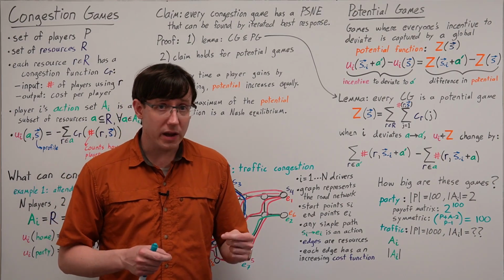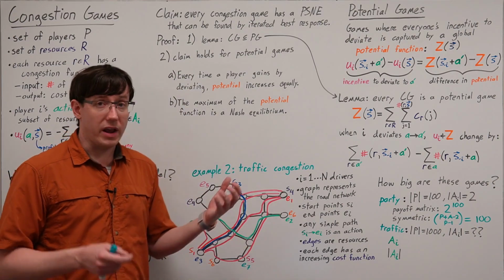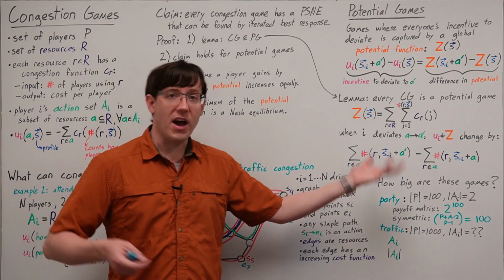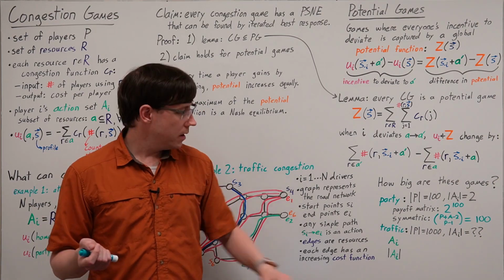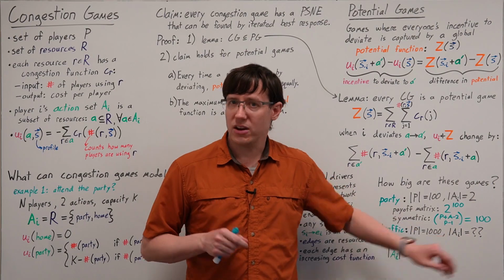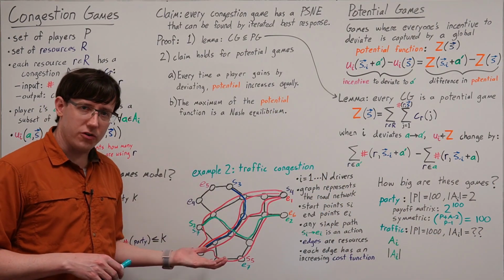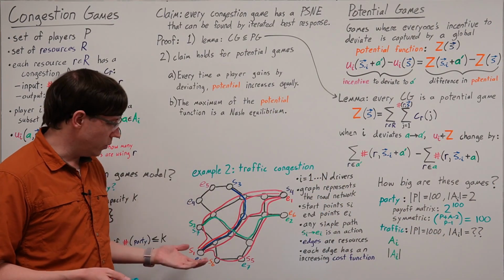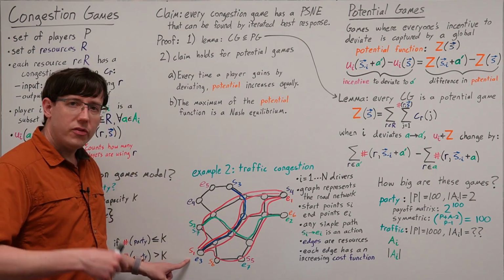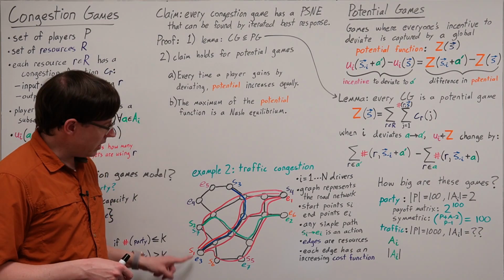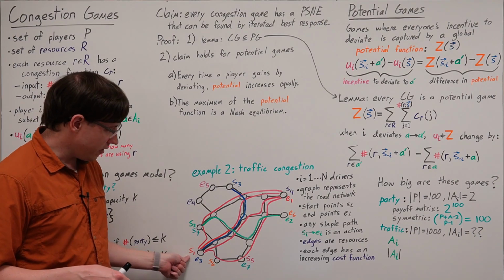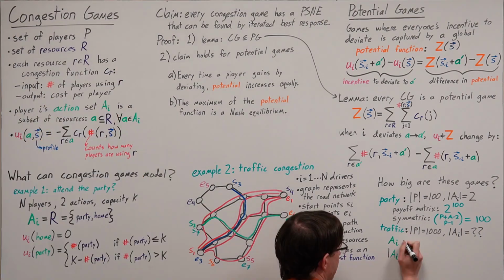But to figure out how big, we need to know how many players and actions there are. So let's suppose that we have 1,000 drivers in our model. So that gives us the size of the player set. But what about the size of the action set? How many actions are available to some player in this game? Well, for player i, their set of actions is the set of paths from their start to their end point.